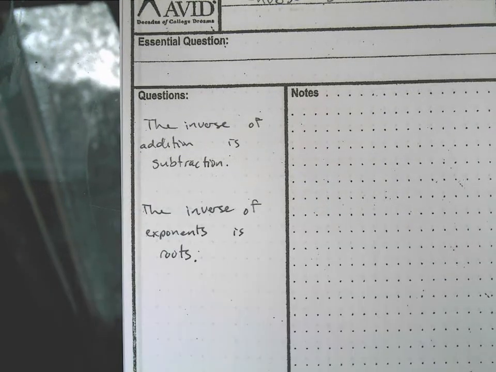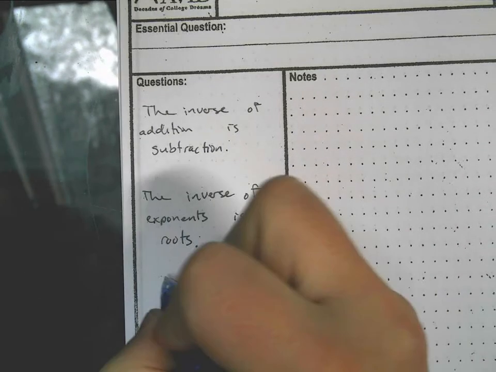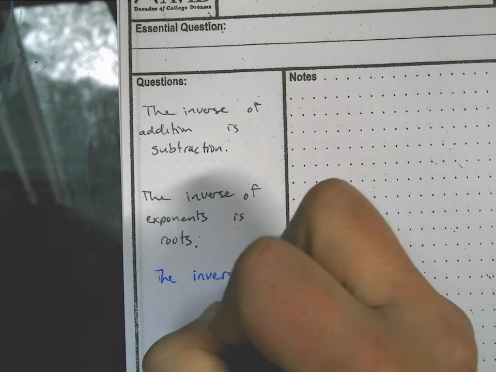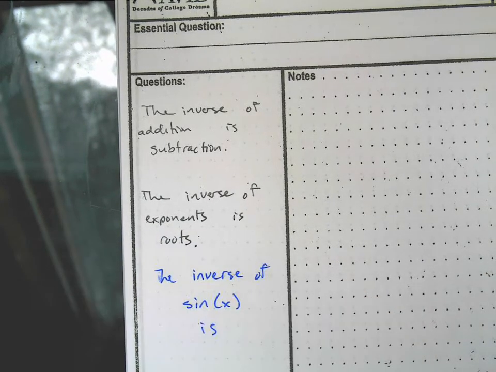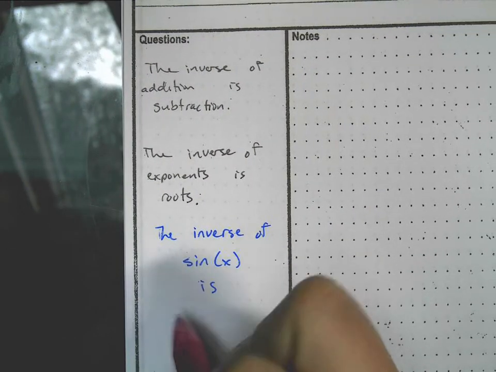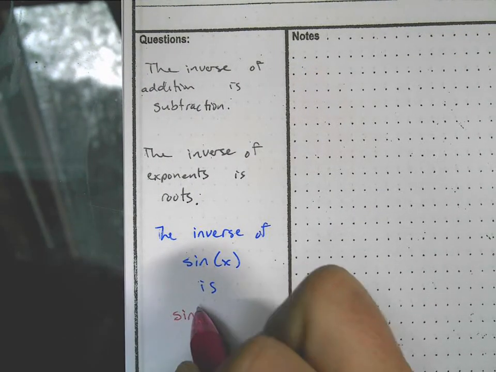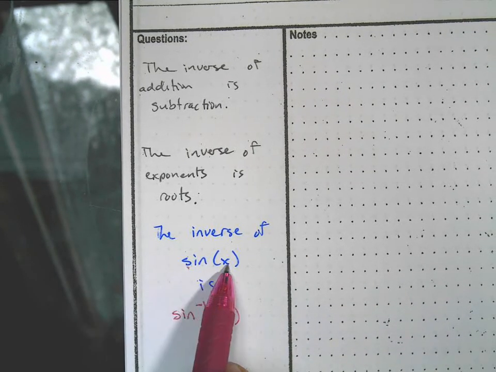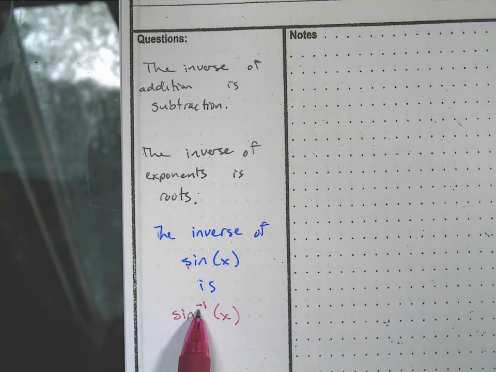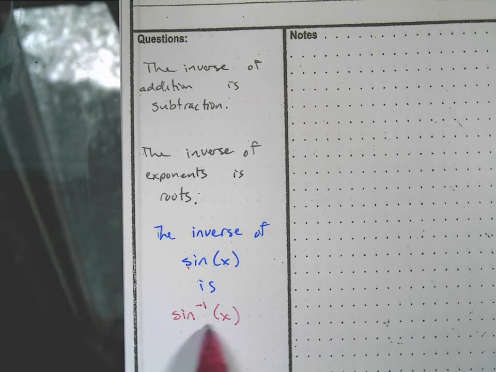And now what we're doing today is the inverse of sine, and how I read this is sine inverse of x. So this is sine of x, and this is sine inverse of x. Okay. So this is going to be our notation that we use to kind of get rid of the sine. Think of it like the addition sign to get rid of subtraction.